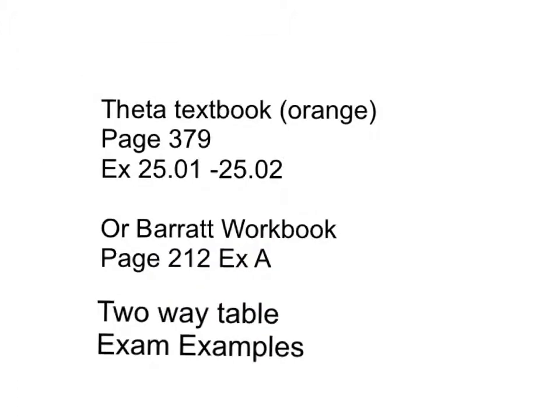On with the next ones. Okay, so that's all the examples for two-way tables. Go ahead and work on some exercises. If you've got the theta textbook, look up two-way tables or contingency tables. If you're using the workbook, page 212. If you don't have any workbooks, I will send you an email with some two-way table exam examples to go on and try and work those out, and I'll send you the answers shortly.